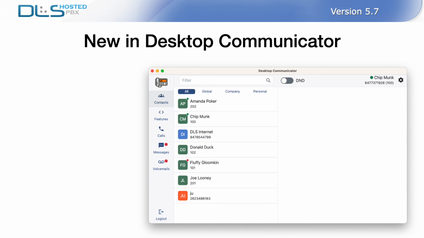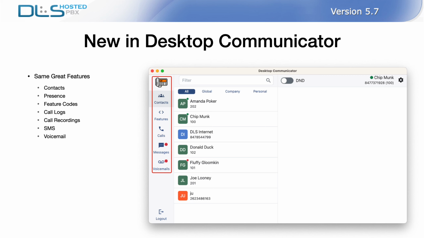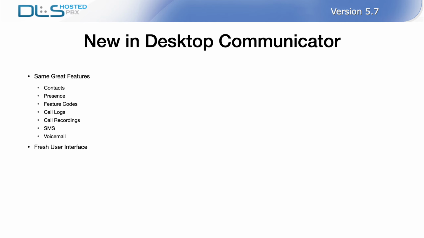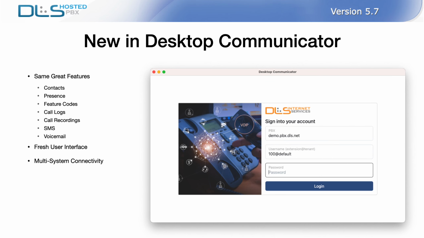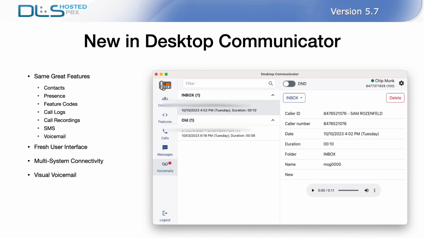The redesigned Desktop Communicator retains all the features of the original version: access to contact lists, presence, feature codes, call logs, call recordings, voicemail, and SMS. We have added a fresh user interface. You'll notice a brand new user interface that enhances the overall user experience. Multi-system connectivity. The new version can connect to different hosted PBX systems, offering more flexibility. Visual voicemail. Say hello to visual voicemail, making it easier to manage your messages.